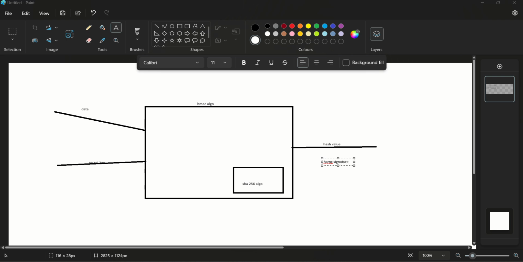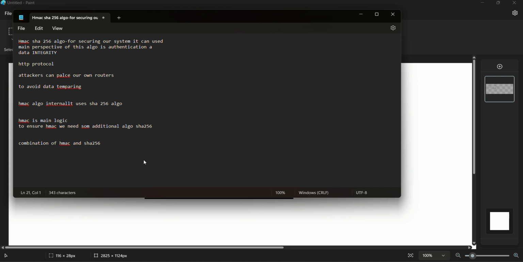So I can write on Notepad so you can read it. HMAC needs two things. First is SHA-256. Other additional algorithms can also be used, but SHA-256 is mostly used in the private sector and in companies in recent times, so I can use SHA-256. And one is a secret key.